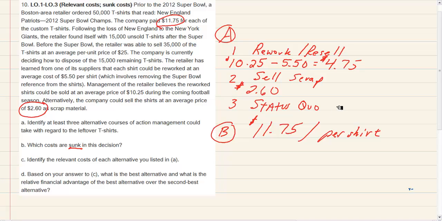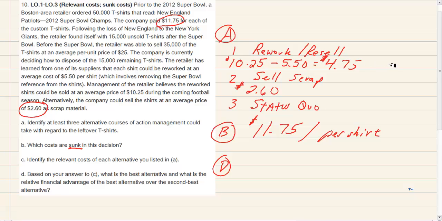Status quo, there really are no relevant costs there. We said the $11.75 was sunk and shouldn't have any bearing on our decision. So those are the only relevant costs that we have in the problem. For part D, they want you to take your answer on C and say the best alternative.